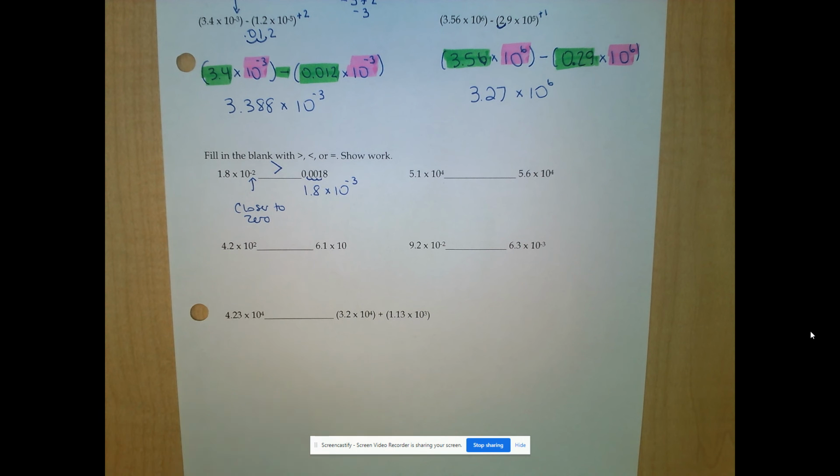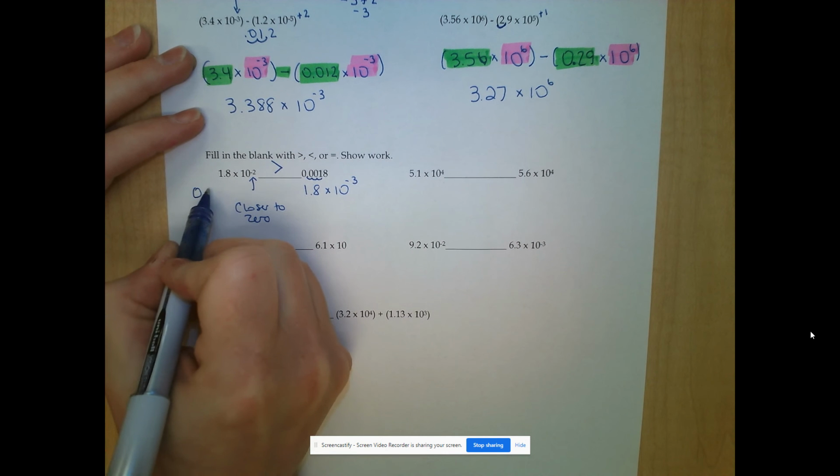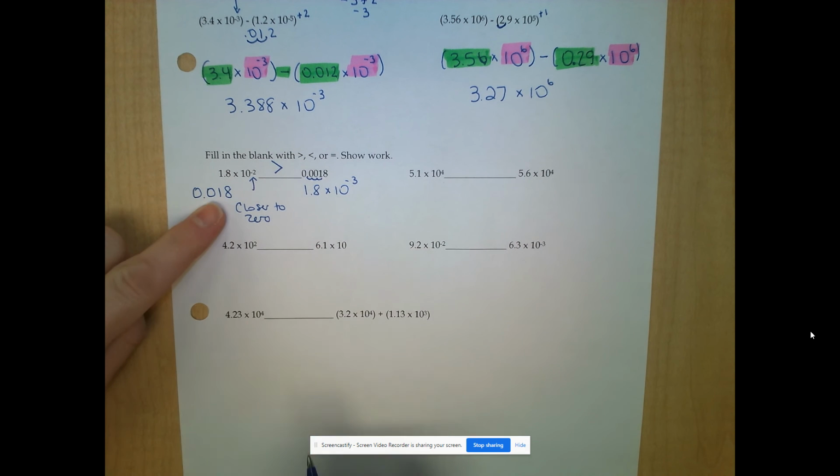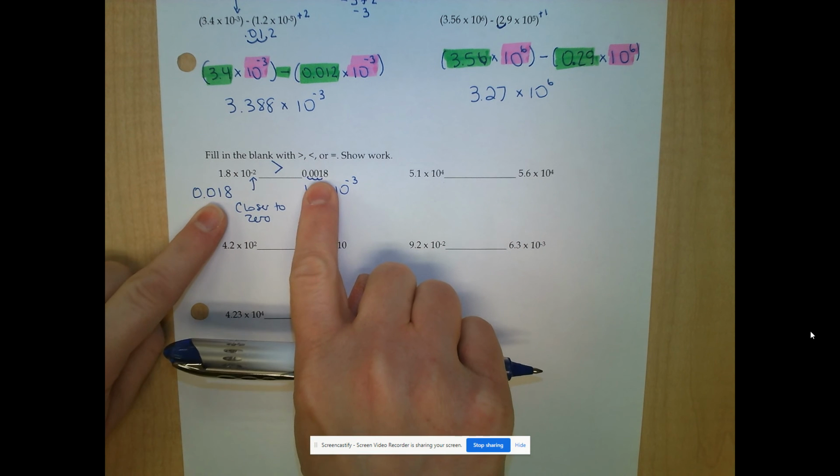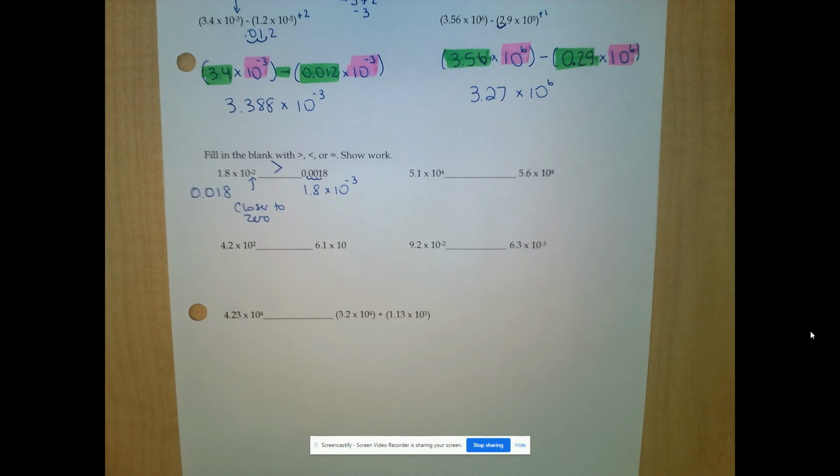I'm sorry, I didn't mean closer to 0. The exponent is closer to 0, not the overall number. Just want to clarify. Because if I wrote this one out, 0.018, it is actually larger than 0.0018. So the exponent is closer to 0. All right, just want to clarify.